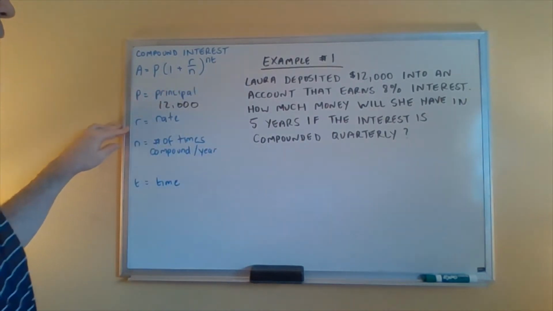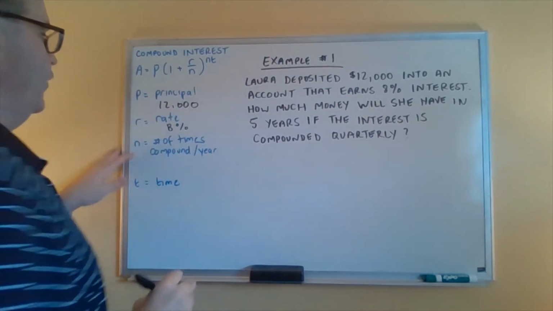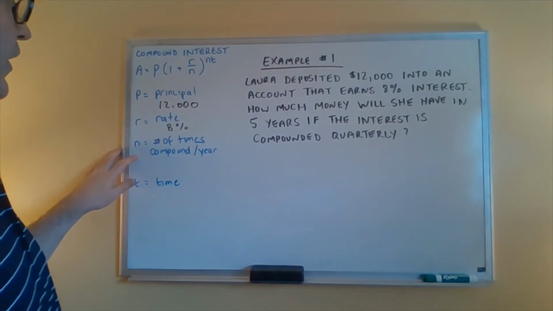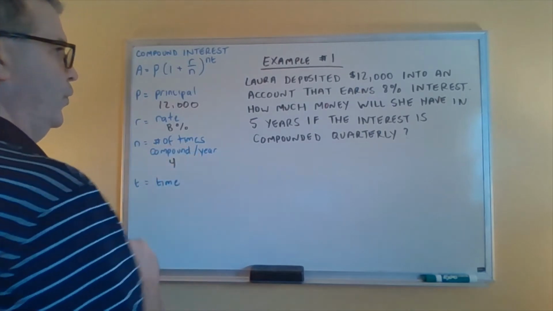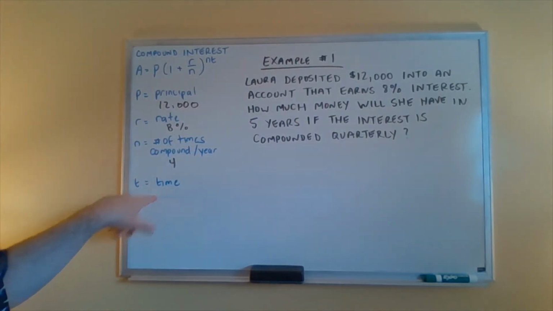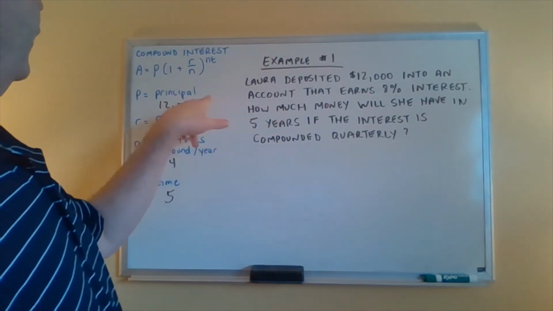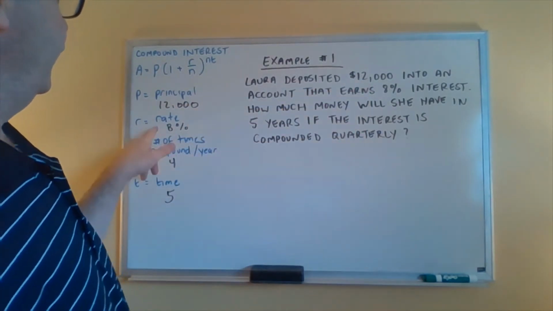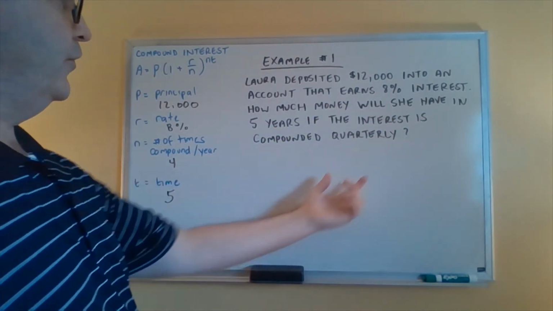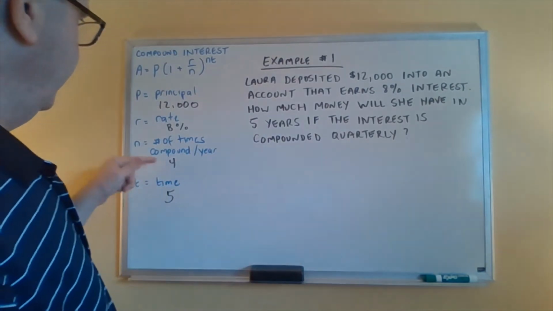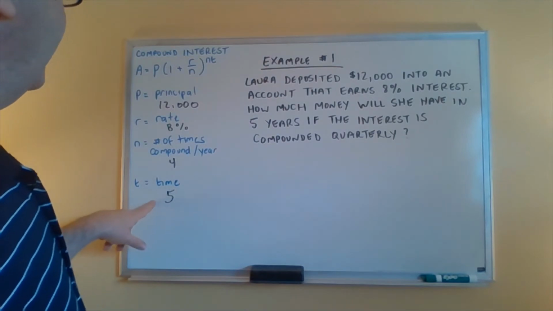Our rate, well, what rate are we growing at? We're growing at 8%. Number of times compounded per year. It's compounded quarterly. How many quarters do we have in a year? 4. And we are looking for the amount we're going to have in 5 years. Okay, so our initial amount, our principal is $12,000. Our rate, which is R, that's 8%. Number of times compounded per year, quarterly. There's 4 quarters in a year, so it's going to compound 4 times. And we're looking for the amount we're going to have in 5 years.